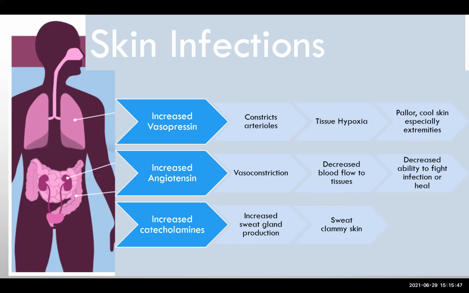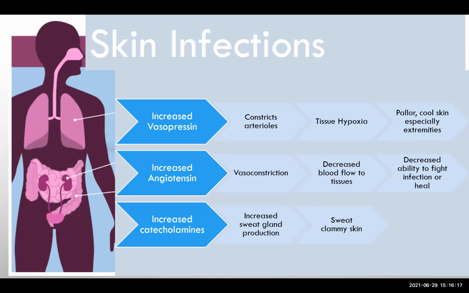That tissue hypoxia, when you assess your patients, you'll see it demonstrated as pallor, cool skin, and especially cool and pallor in the extremities. Again, you can use your capillary refill assessment technique. The increase in angiotensin causes the vasoconstriction, which is a decreased blood flow to those tissues. So those tissues are really going to have a decreased ability to fight infection or pursue the healing process.